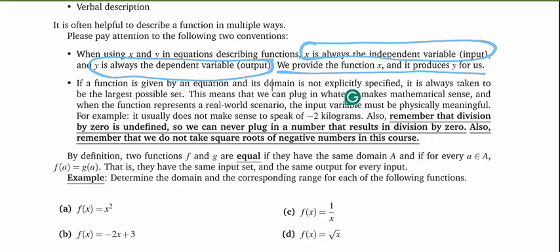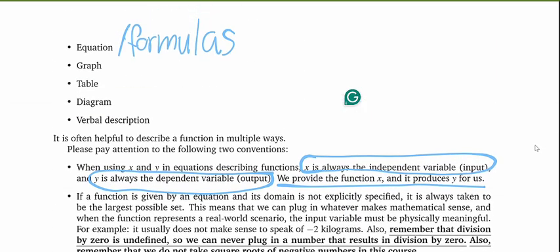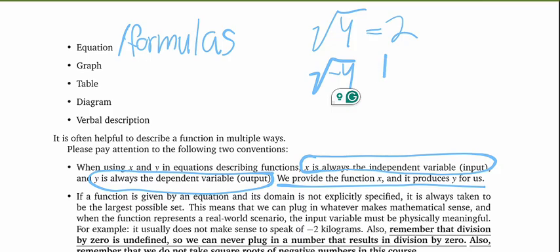Good. On the other hand, you must remember that we do not take square roots of negative numbers in this class. So for instance, let me point your attention to this. Square root of 4 is 2, because 2 times 2 is 4. And square root of negative 4 does not exist in this class. Not in this course.